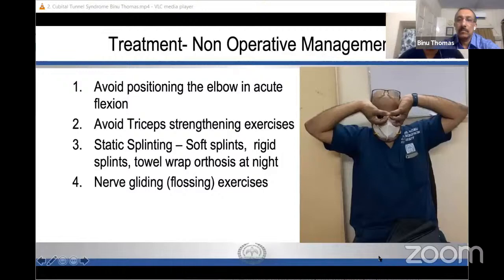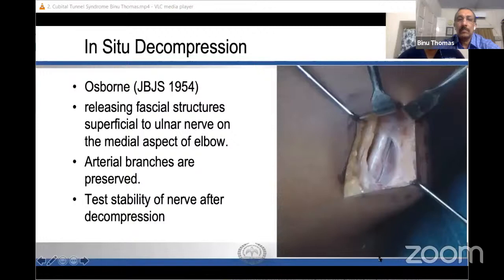Surgical decompression was originally described by Osborne in 1954: simple decompression by releasing the fascia over the ulnar nerve, extending from the medial intermuscular septum, the ligamentum arcade of Struthers, and down to the FCU branch, the FCU muscle. Make sure that you test the stability of the nerve by flexing the joint after the procedure. If it is unstable, you may have to go for an anterior transposition.